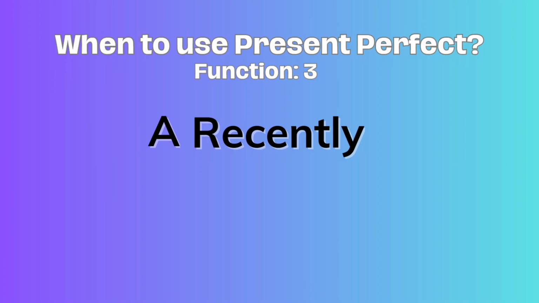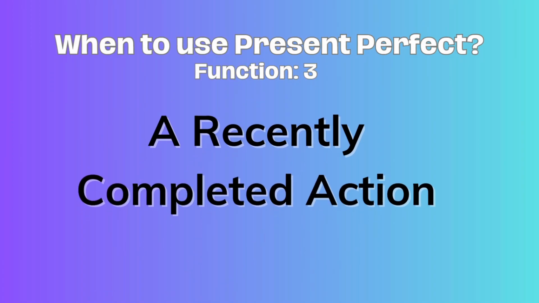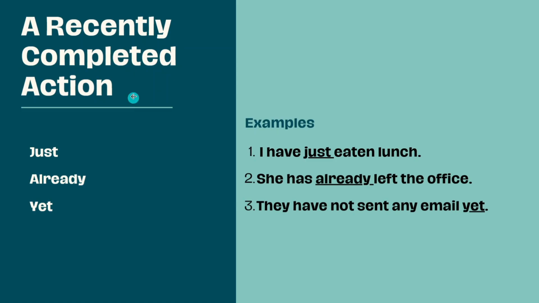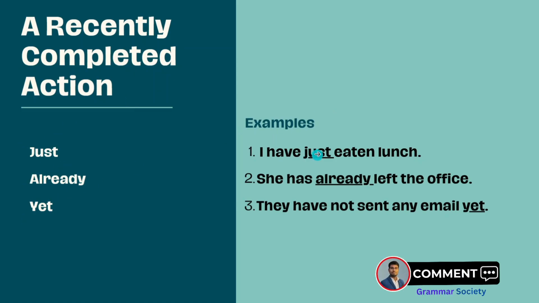The third function of the present perfect is to talk about a recent action that happened just now. So in easy words, any action that just happened, recently, very recently, we talk about them. And here we often use time expressions like just, already, yet. Now look at these examples.